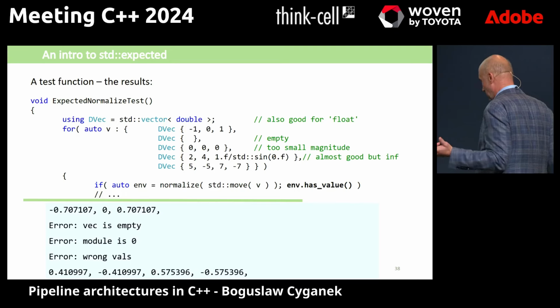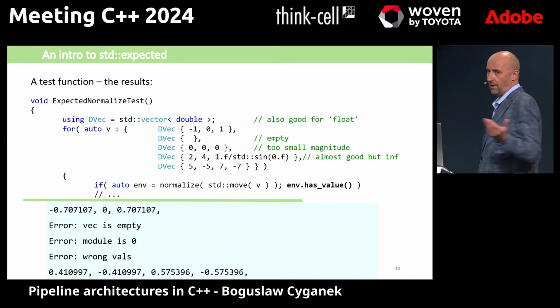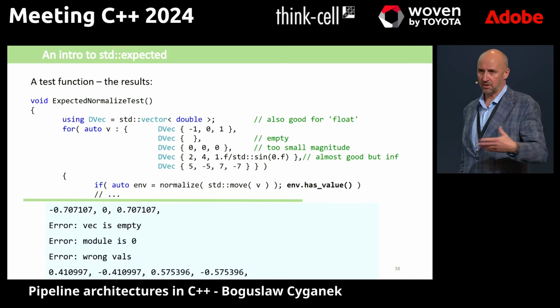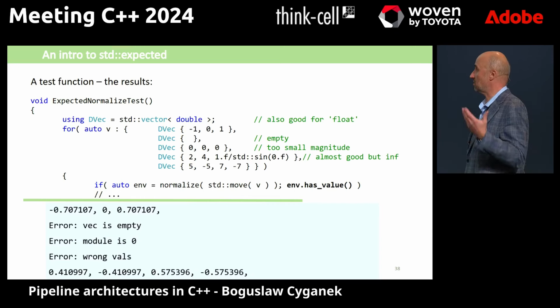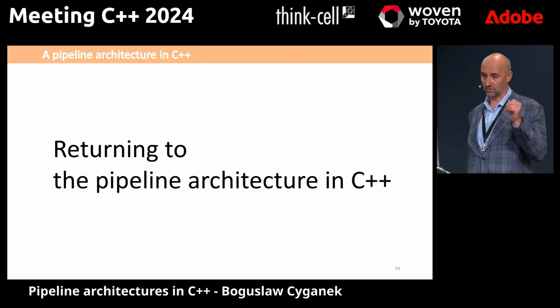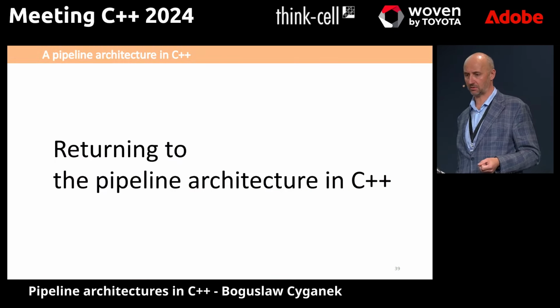The only thing a programmer needs to do is consider what possible errors can be in your function, in your path. So here we'll return to this example. Now we are returning to the pipeline architecture.